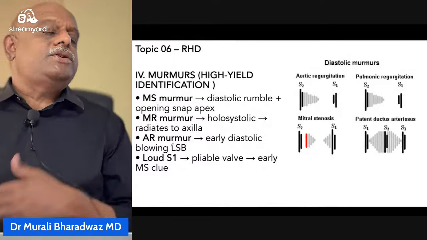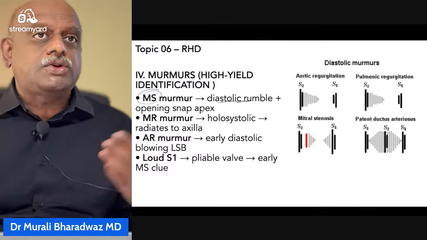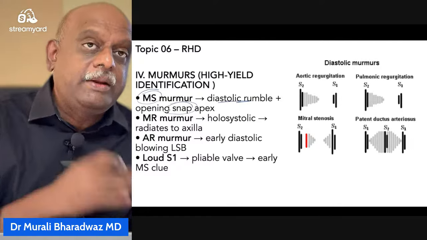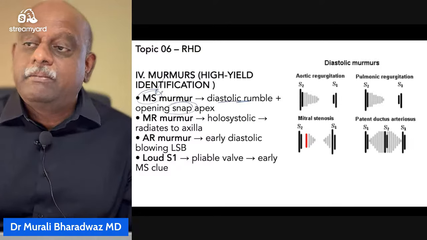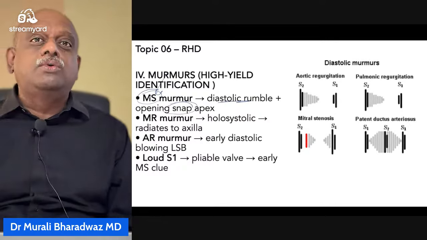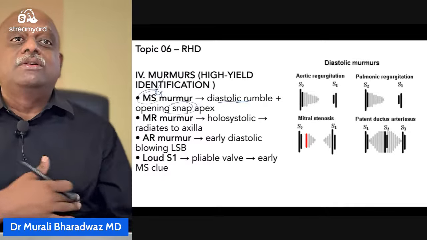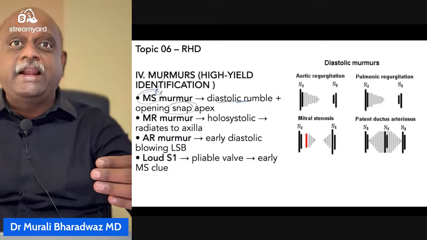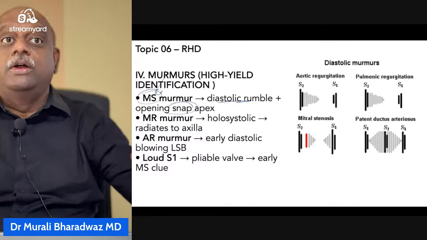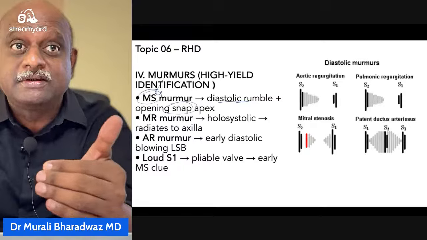So what happens in rheumatic heart disease? Because of the mitral stenosis, there is a diastolic rumble with an opening snap at the apex. Remember always, mitral stenosis is a very localized murmur. Don't search across the whole blouse of the patient, asking where is my murmur. Try to stand behind her like a Titanic hero. Stand behind. Feel the apex.